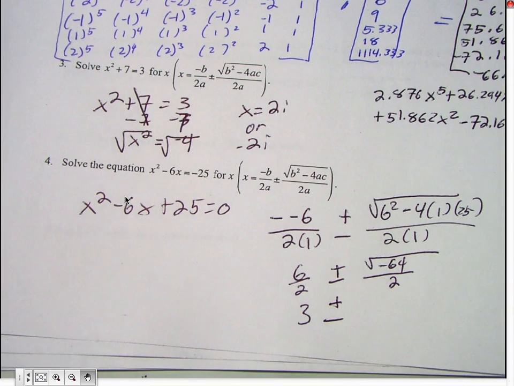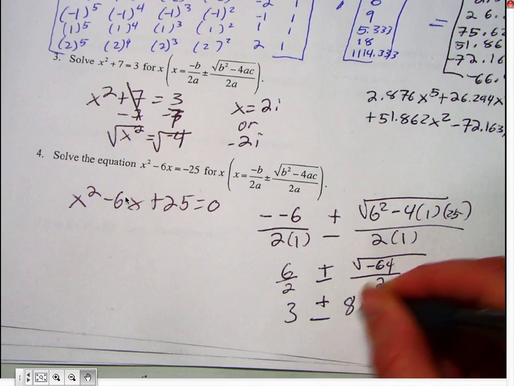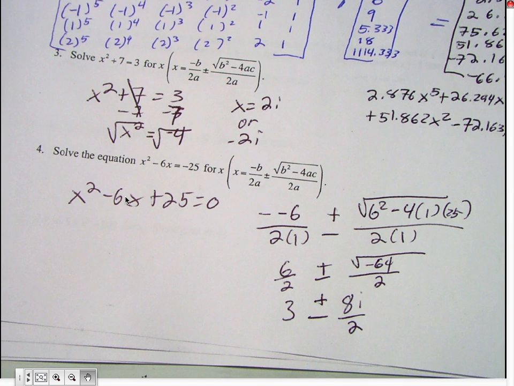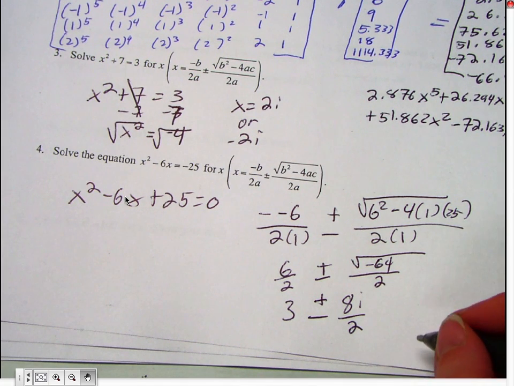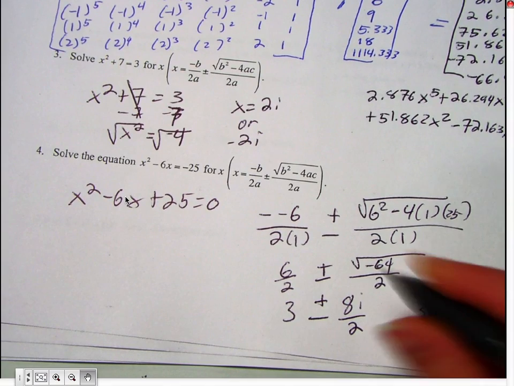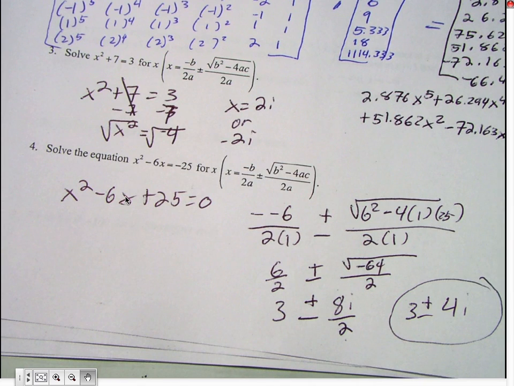What's the square root of negative 64? What's the square root of 64? So we get 8i over 2. See how it already has my plus and minus? So I'm good in this case. If I put or negative, I'll get that wrong. Just don't have a plus or minus. So then we have 3 plus or minus 4i, right? Because 8 divided by 2 gives me 4. There we go. That's it.